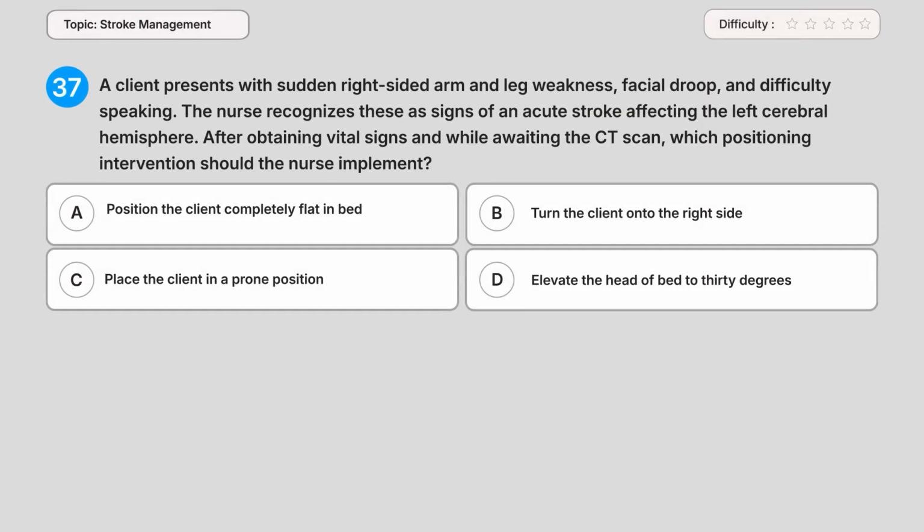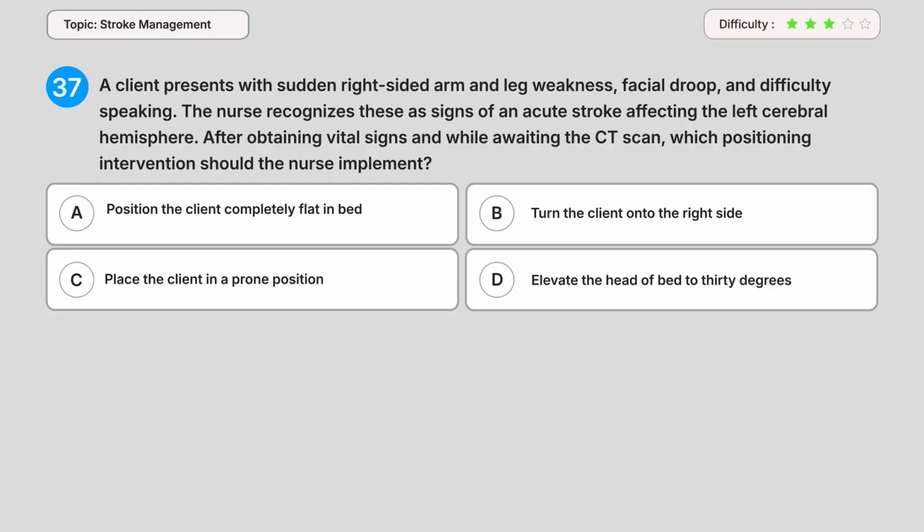37. A client presents with sudden right-sided arm and leg weakness, facial droop, and difficulty speaking. The nurse recognizes these as signs of an acute stroke affecting the left cerebral hemisphere. After obtaining vital signs and while awaiting the CT scan, which positioning intervention should the nurse implement?